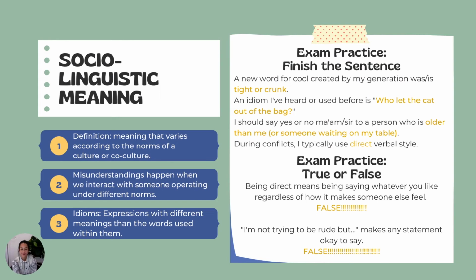All right, here are my answers for each. A new word for cool created by my generation was, or is, tight or crunk. An idiom I've heard or used before is "let the cat out of the bag." I should say yes or no, ma'am, yes or no, ma'am or sir, to a person who is older than me or someone waiting on my table.